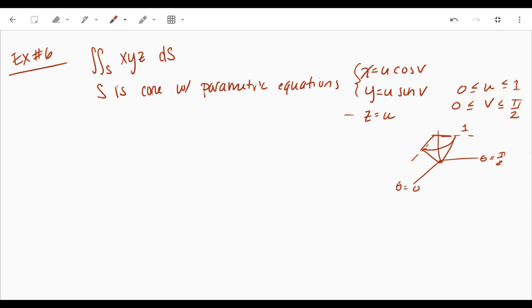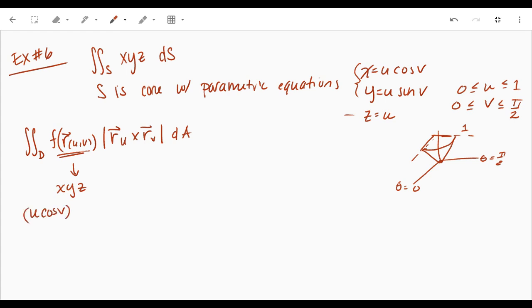All right. So, like I said before, this is all parameterized for us, so it should be really clear that what we want here is to use the form that looks like this. So first of all, our function here is xyz. So that's going to be u cosine v, u sine v, and v. I'm sorry, u.